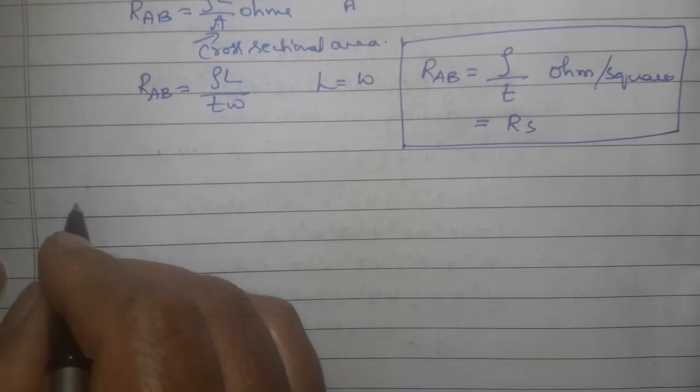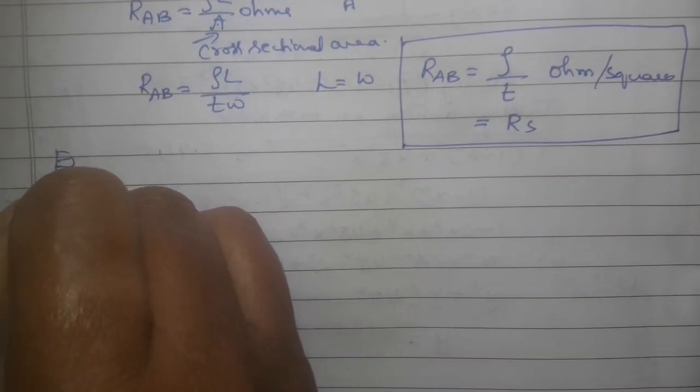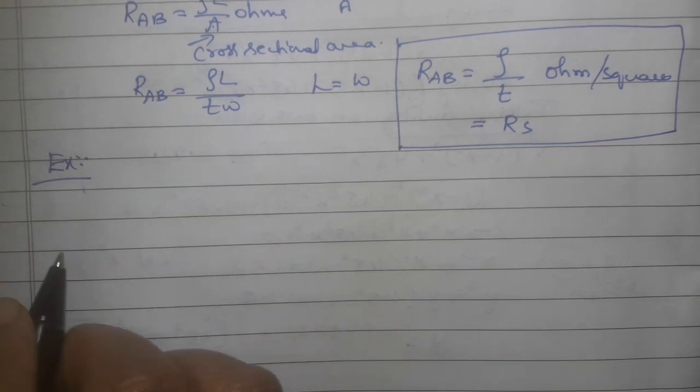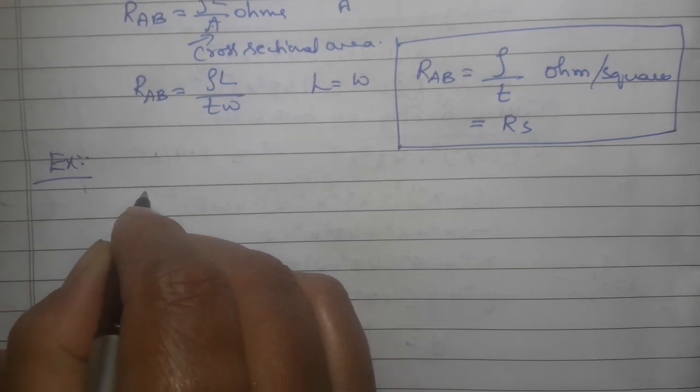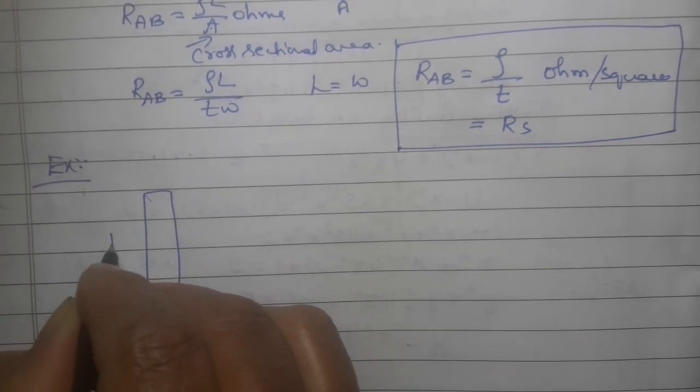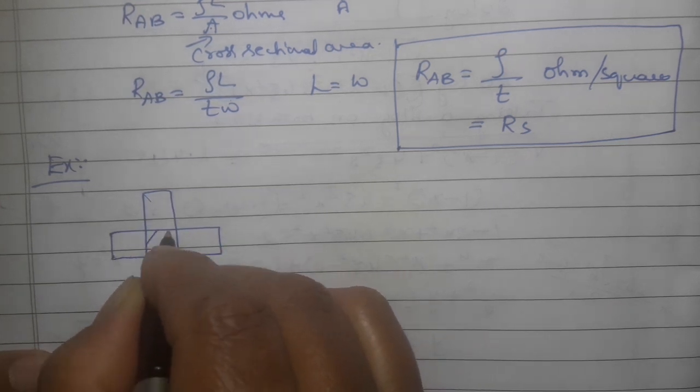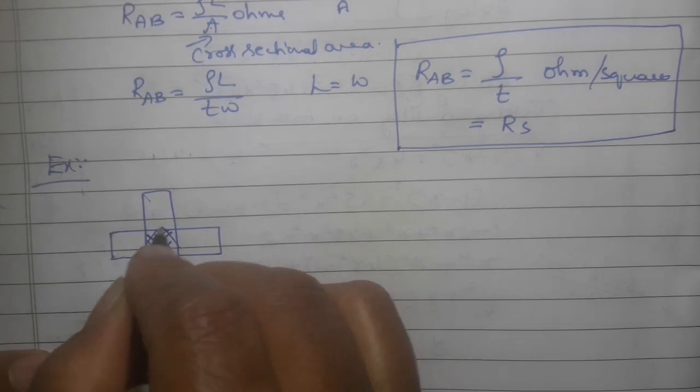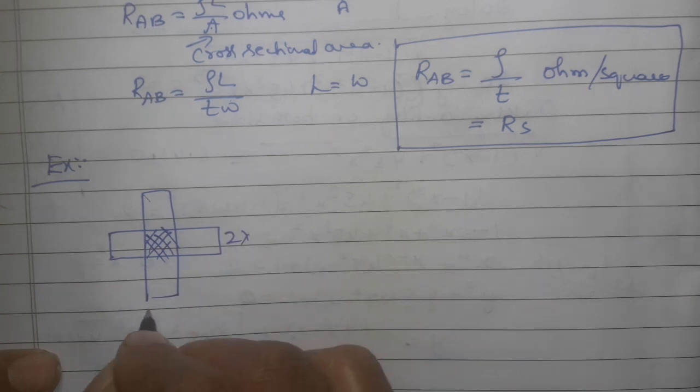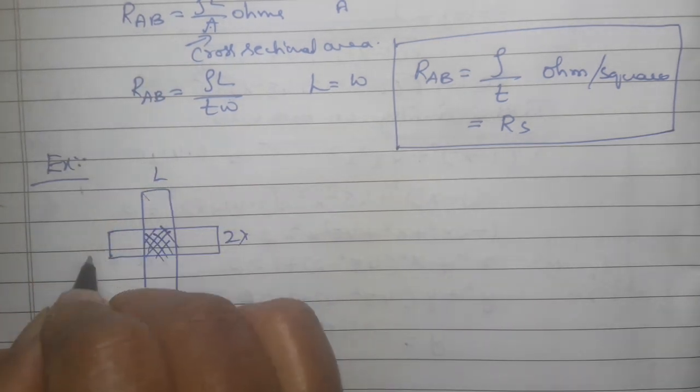So, let us take some examples and see how to calculate the sheet resistance. Let us take the first example, wherein I have my transistor. This is a poly, and you all know that crossing this will be your transistor. This is 2 lambda, this is 2 lambda, this is the length, this is the width.